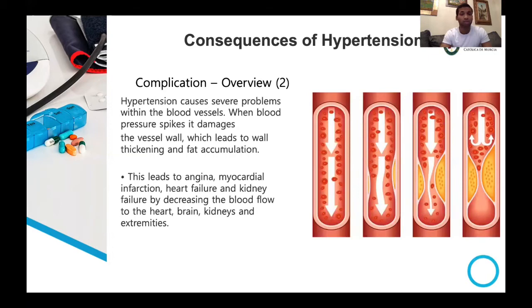Hypertension causes severe problems within the blood vessels. When the blood pressure spikes, it damages the vessel walls, which leads to wall thickening and fat accumulation, as I told you earlier. This leads to angina, myocardial infarction, heart failure, and kidney failure by decreasing the blood flow to the heart, brain, kidney, and extremities. So these are the problems we start to face after hypertension, when we are not taking care of ourselves properly.